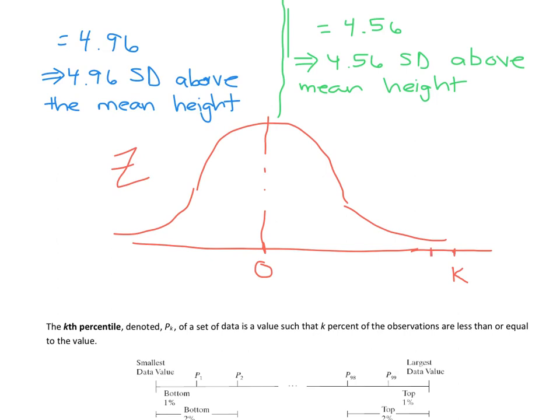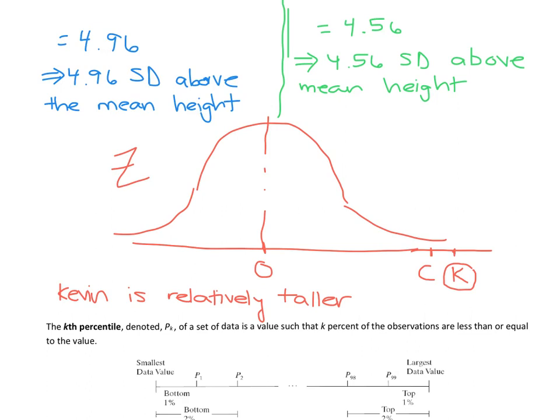So Candace is right here. So who's relatively taller? Well, whoever's more to the right. Because when we go to the right, that means bigger. So Kevin is relatively taller, because he has a bigger z-score. All right, so more to the right means bigger, means taller.